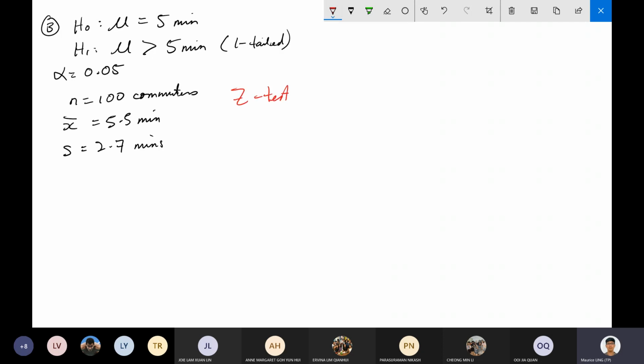Okay, so let's calculate the z-score itself. It will be the sample mean minus the population mean, divided by the standard deviation over the square root of n. In this case, it will be 5.5 minus 5, divided by 2.7 over the square root of 100. So if you do it, it is about 1.85.